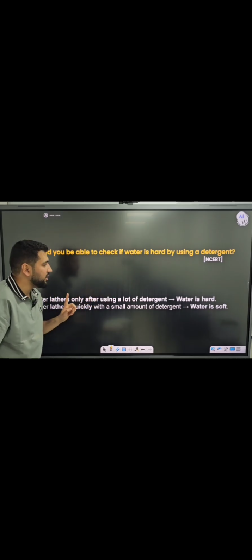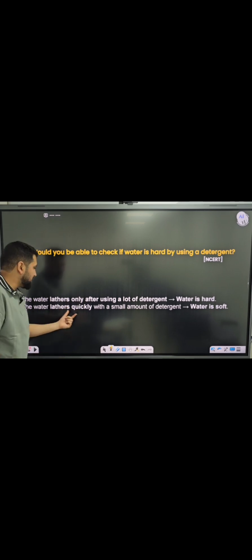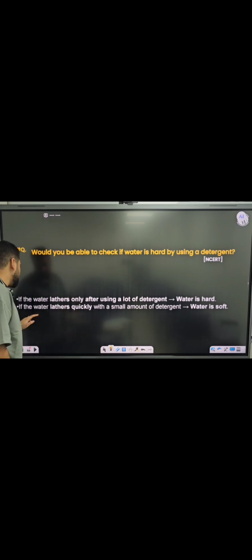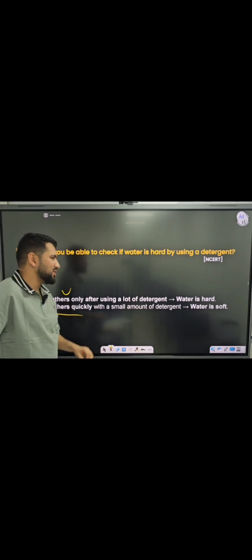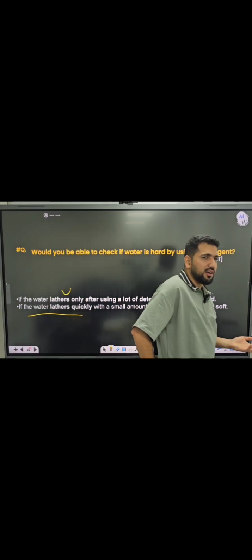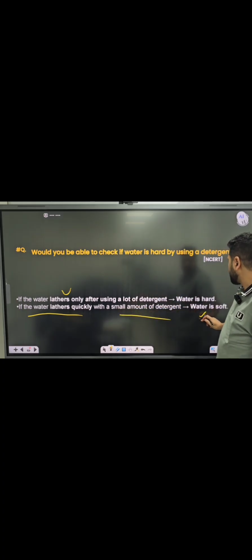Would you be able to check if water is hard by using a detergent? If the water lathers only after using a lot of detergent, water is hard. If the water lathers quickly with a small amount of detergent, water is soft. So if you have to use a lot of detergent to get lather, then you can say water is hard. If the water lathers quickly with a small amount of detergent, water is soft.